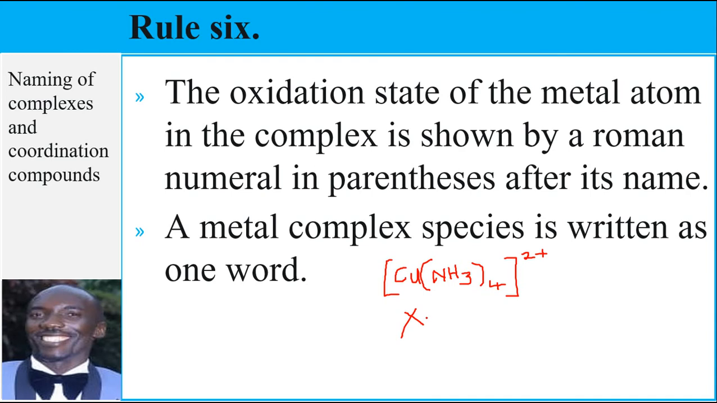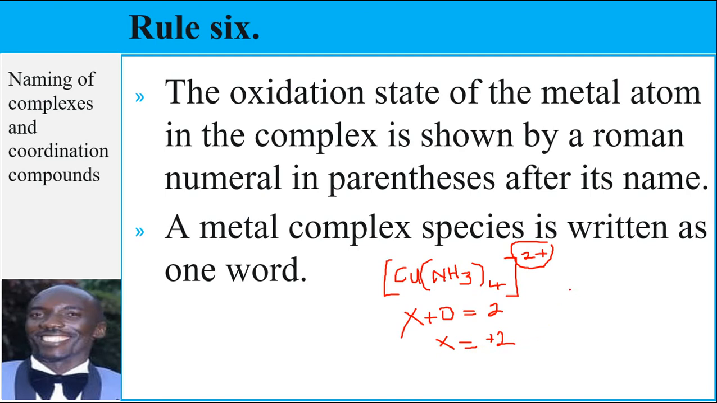So we say X, then plus. When it is neutral, it means it has a 0 charge. Then plus 0, which is equal to the overall charge, which is 2. Because it's a positive, we leave it like that. So X becomes positive 2. Remember, when you are calculating oxidation states, we make sure that we give them the sign. So this is positive 2.